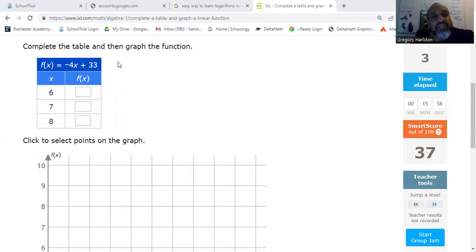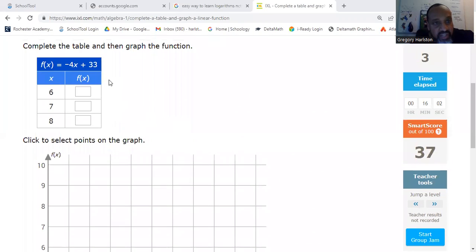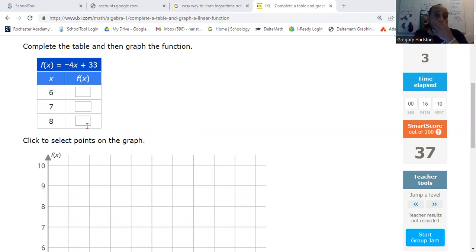So what you see here is S14. They've given us a table and they want us to fill this table out. They've given us inputs 6, 7, and 8, and they want us to put them into this function and come up with the outputs. The easiest way to do this is to use your graphing calculator. Go to the functions, enter this function, and go to the table and see what the corresponding values are. So we need the outputs for 6, 7, and 8.